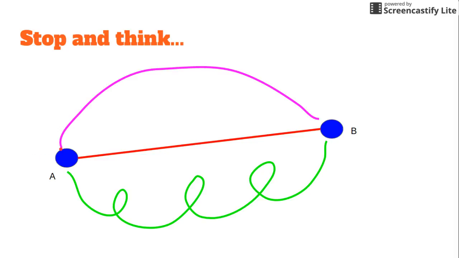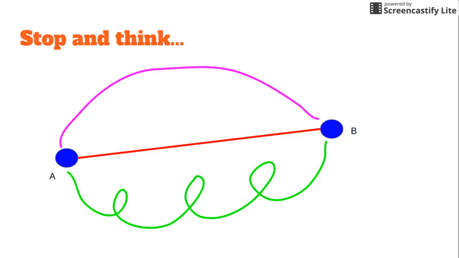So let's look at A. Starting at A, let's look at the purple route. The purple route kind of curves up and around and goes to B. The red route is a straight line. It goes straight from A to B. And then the green route kind of winds and curves around to get to point B. Now, stop a minute and think which one would be the most direct.